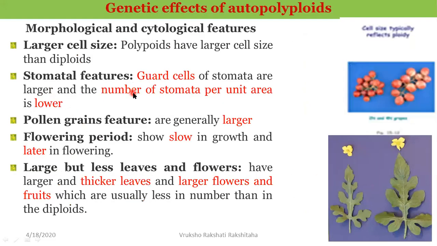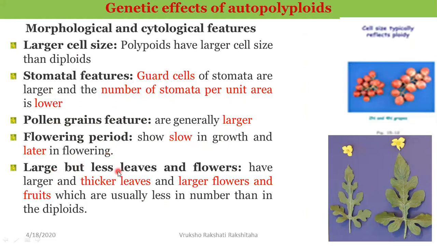Now, but here what happens is the number of stomata per unit area is lower. What about the pollen grains? It has been found that the pollen grains are also larger in size. Now about the flowering period. It's found that the plants that show autopolyploidy are slow in growth and they flower late.